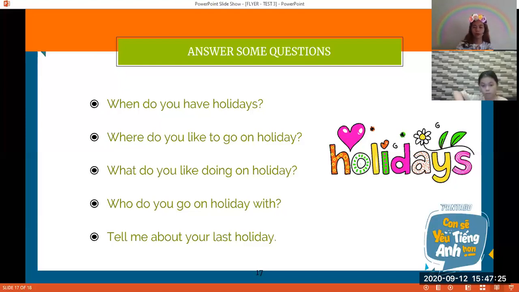Where do you like to go on a holiday? I like to go to Fukuoka. What do you like doing on holiday? I like swimming. Who do you go on holiday with? My family. Tell me about your last holiday. It's interesting and fantastic.